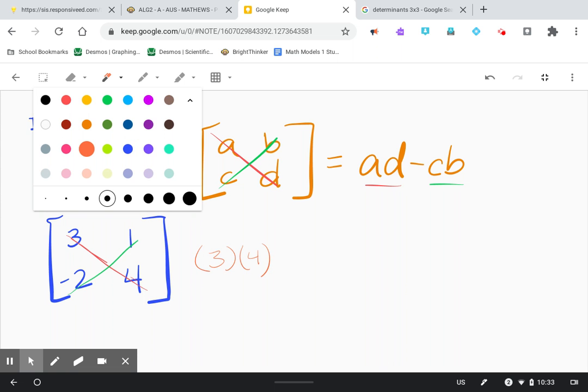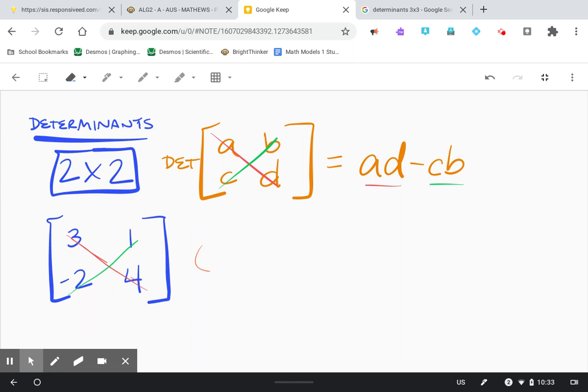Make my writing a little thicker here. Sorry about that. 3 times 4 minus -2 times 1. So you see we do the downward diagonals, which are 3 and 4, and the upward diagonal is -2 and 1. Calculate the answer to that.